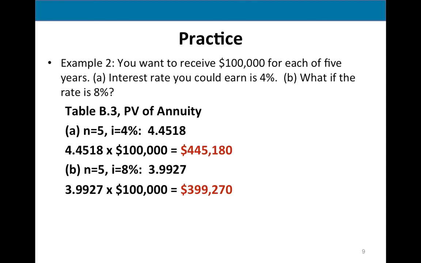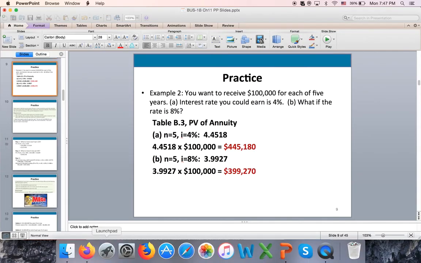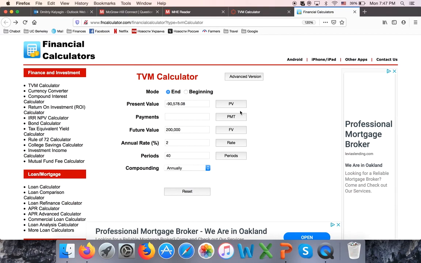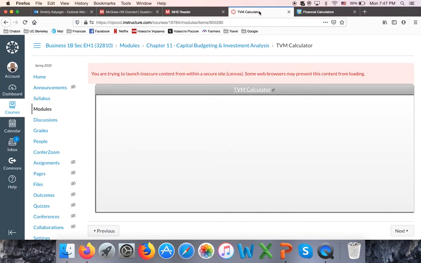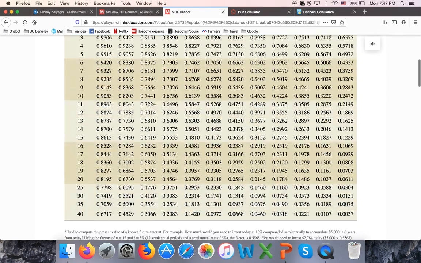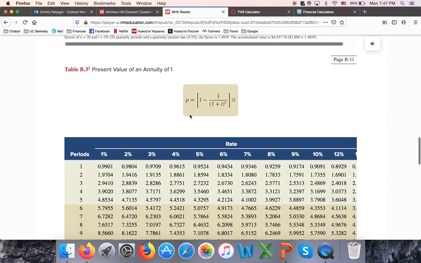This is an example of an annuity. I want to receive $100,000 for each of the 5 years. Like, how much money should I put in the investment today so I can get a flow of 100K every year for 5 years, right? If my interest rate is 4%, how much do I invest today? So I want the annuity for 5 years. Let me go to the tables. By the way, if you use this calculator or a financial calculator, annuity is abbreviated as payments. That's annuity. But I want to use the table B3, present value of annuity.